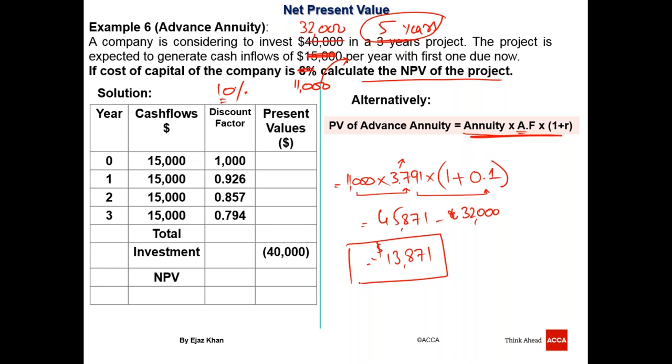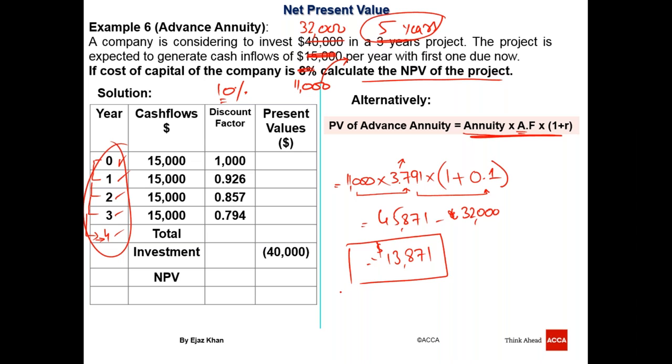Should we move forward? Sir, do it on the first method. Okay, the first method was, since this project will start from 0.0, then there will be 1, 2, 3, and then 4. So 1, 2, 3, 4, 5, 5 years, 5 payments. So it means it will end at year 4.